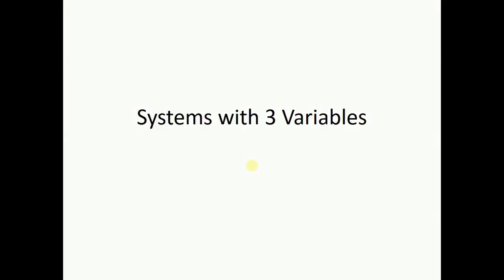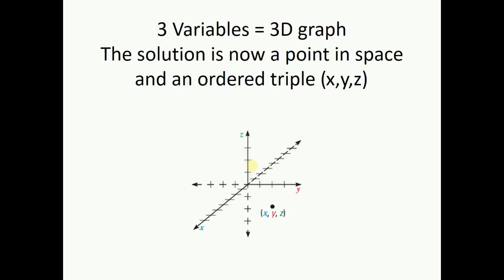So today we're going to review how to solve a system with three variables. This is review from what we did in class, but this is in case you missed it or in case you need to review the concept. So what does a three variable system look like? Well, it's a 3D graph technically if you would graph it. So the solution is now a point in space and an ordered triple, an x, a y, and a z. So now we also have depth in our equation.